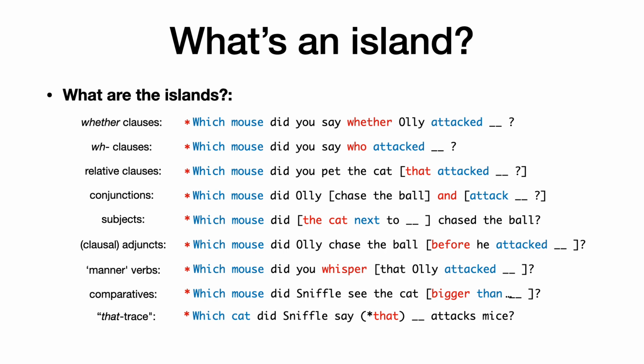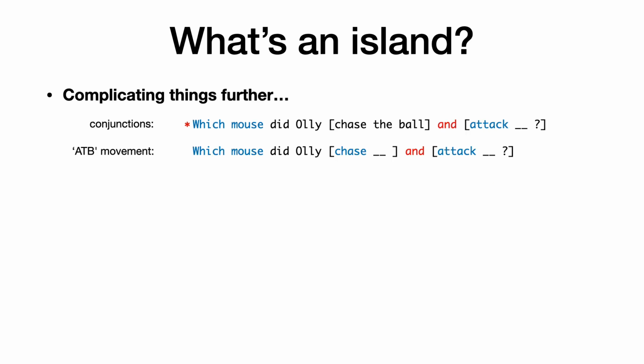This one is a little bit more subtle, but this is a pretty reliable finding that people have a dispreference for using the complementizer here in a way that we don't see if you have object movement. So if you say something like, which mouse did Sniffle say that Ollie attacked? That sounds okay. And which mouse did Sniffle say Ollie attacked? Also sounds fine. This is an important thing to mention because we'll mention this again when we talk about the psycholinguistics of filler gap dependencies and specifically island phenomena.